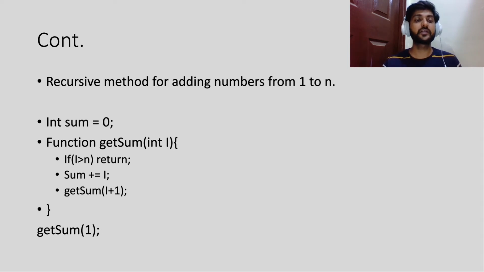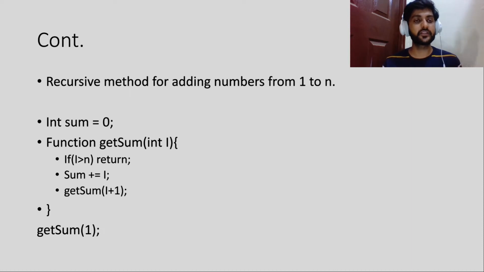Now what I am doing here is applying: if i is greater than n, just return, else calculate sum plus equals i and call the same function with i plus 1. That way from 1 I will go to 2, then 3 and so on, and when i becomes n plus 1, it will just return because the base condition is true, and it will go inside this if and return. So after this function, if you print the sum variable, sum is nothing but the actual sum of 1 to n. That is recursion, right?